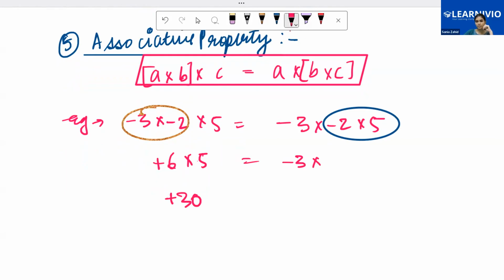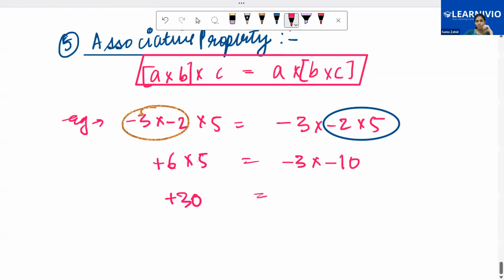Rasan, please pay attention in the class. Attention. What is minus 2 into 5? 10 or minus 10? What is minus 2 into plus 5? Minus 10. Yeah, minus 10.